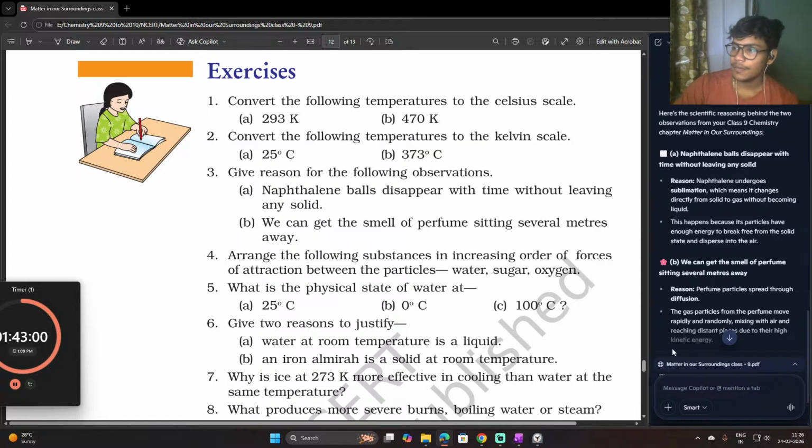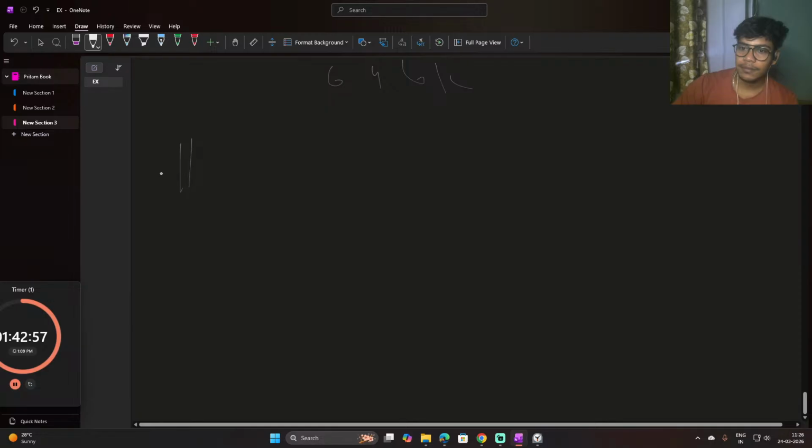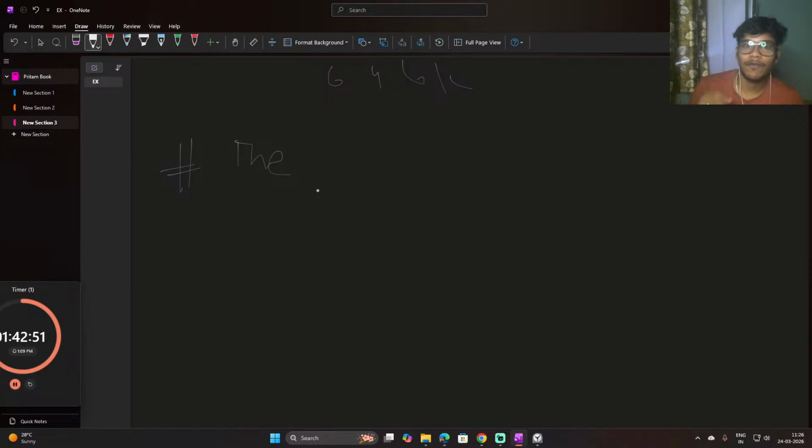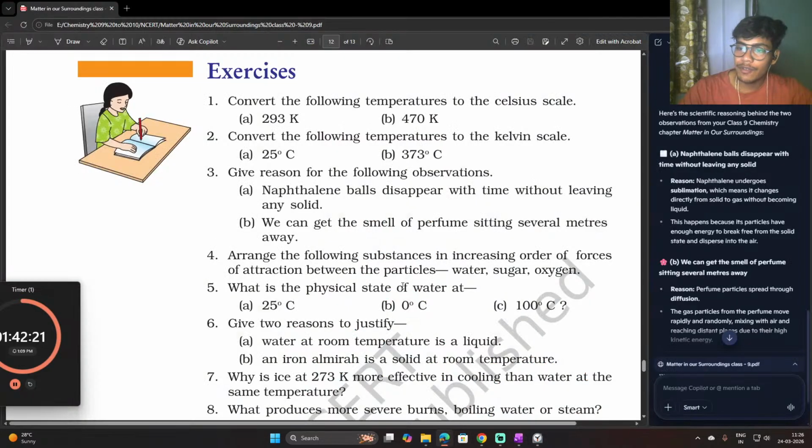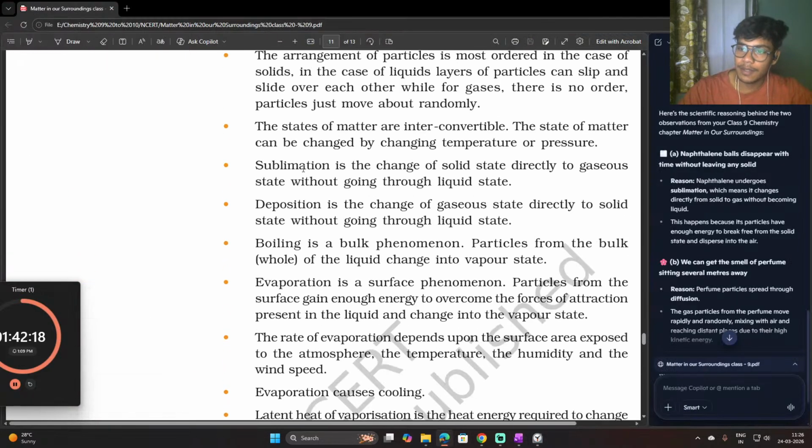Now I'm telling you the reason. The reason is that naphthalene changes from solid form to gaseous form, and that is called sublimation. We already learned this in the chapter. So we already learned about sublimation, right?